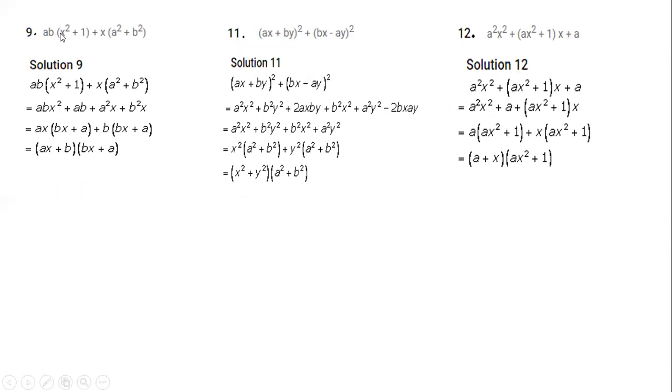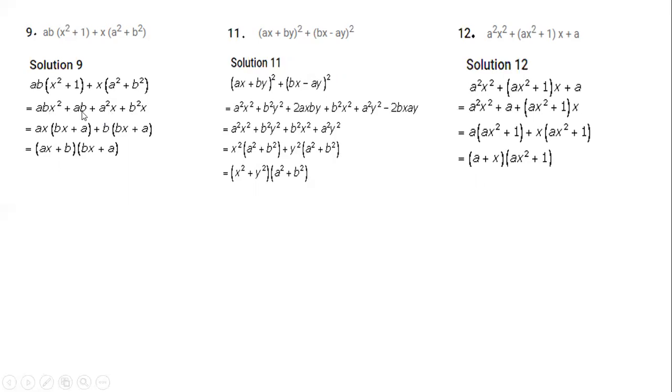So come to the question number 9. Try to solve question number 8 on your own. Come to the question number 9. This is ab(x² + 1) + x(a² + b²). So we can write this one as abx² + ab + a²x + b²x. Now we are having 4 terms.